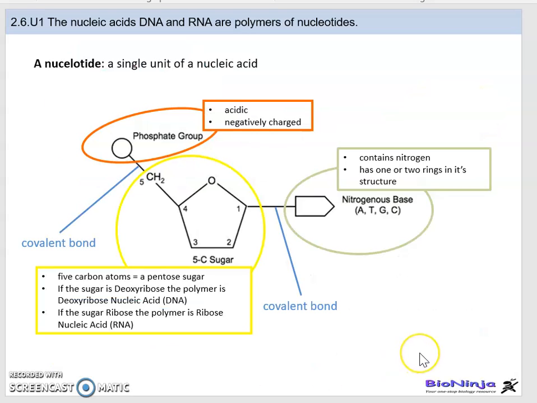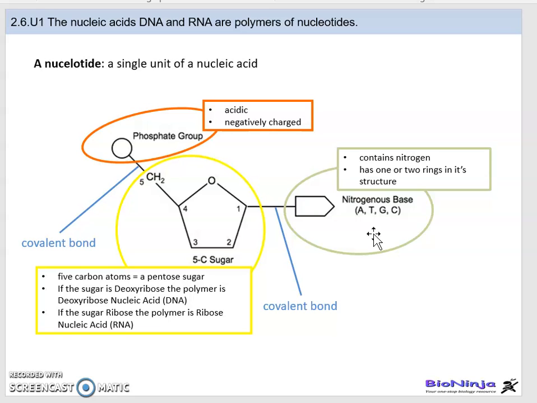This slide is unpacking this a little bit more for us. We've got the 5-carbon sugar here, which can either be ribose or deoxyribose. The phosphate group is always the same. It's referred to as being acidic because it will donate a hydrogen and it's negatively charged. And here we've got the nitrogenous bases. The nitrogenous bases for DNA are adenine, thymine, guanine, and cytosine. Now in RNA, we've got adenine, guanine, and cytosine, but not thymine. Instead of thymine, we're going to replace it with another base, which is called uracil.